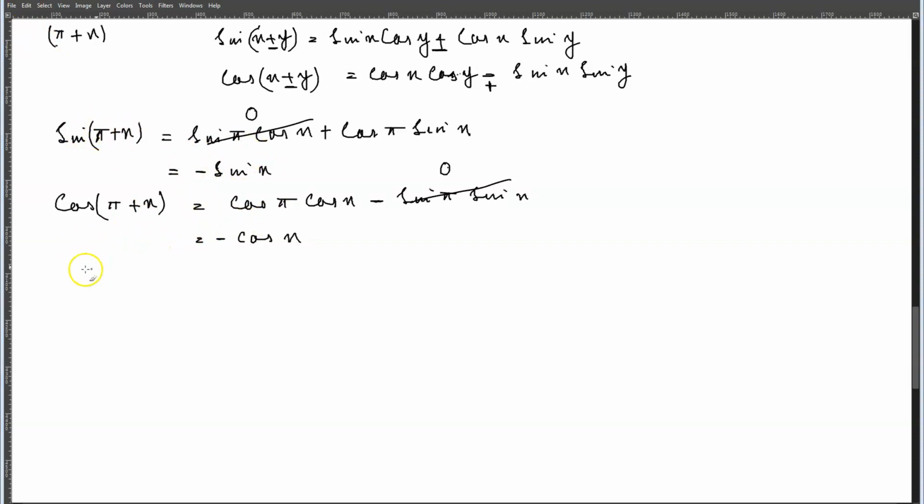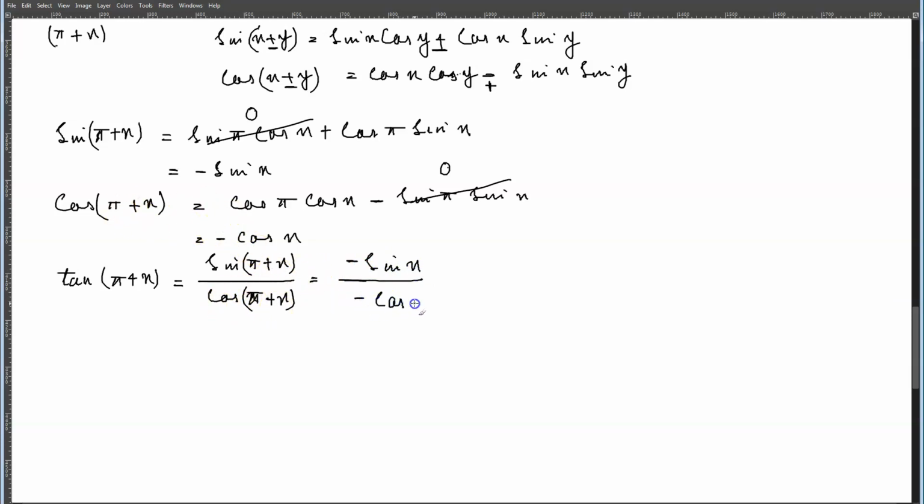The next thing that we have is, what is tan of pi plus x? Tan of pi plus x is equal to sine of pi plus x over the cos of pi plus x. Now the sine of pi plus x is equal to negative sine x, and the cos of pi plus x is equal to negative cos x, and you will get basically tan x. Negative and negative will be cancelled out.